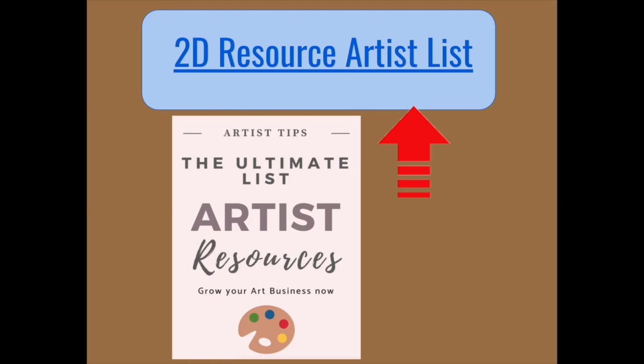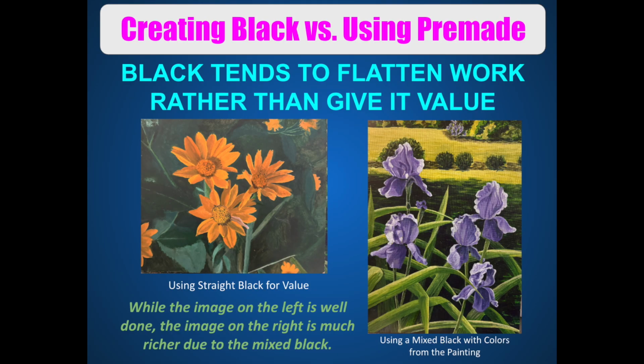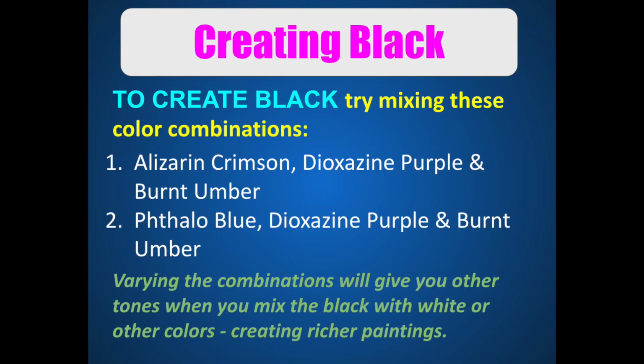Another strong recommendation is that you should mix your own blacks. As you can see here, the image on the left has pre-mixed black used in it, and it's a much flatter painting than the image on the right, which has black that has been mixed from the colors in the composition. When you are trying to mix black, there are several different ways that you can do it. There are 2 shown here on the screen, and we'll talk about other color combinations in further units.